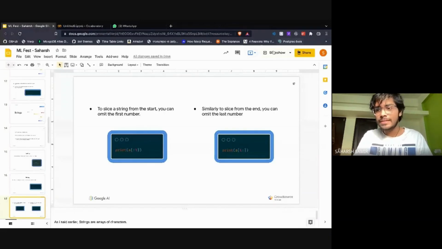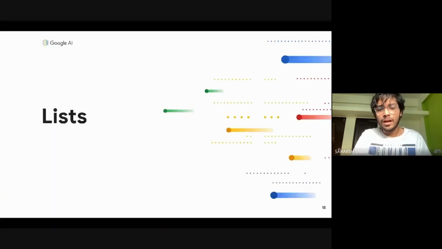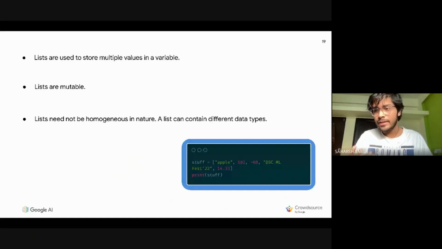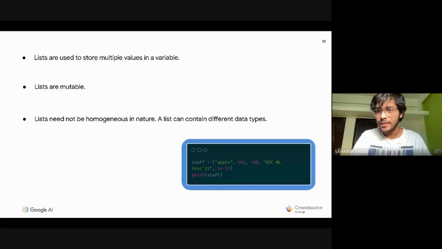So the next topic is list. So what are lists? Basically, lists are a way to store multiple values together in one variable. Also, lists are mutable, which just means that once the list is created, you can change it later on. And it's not necessary that only one type of element can be in a list. A list can contain different types.